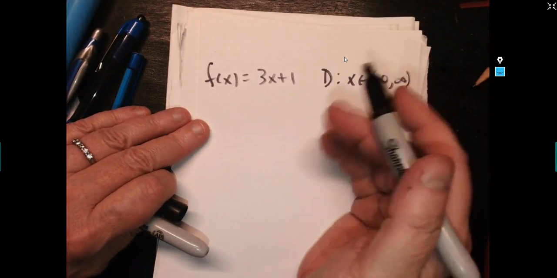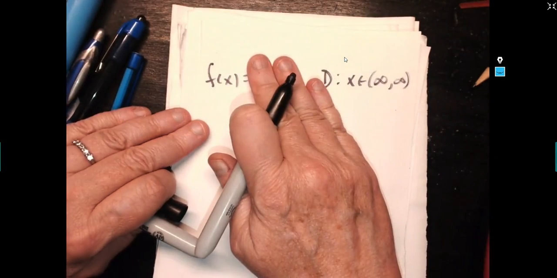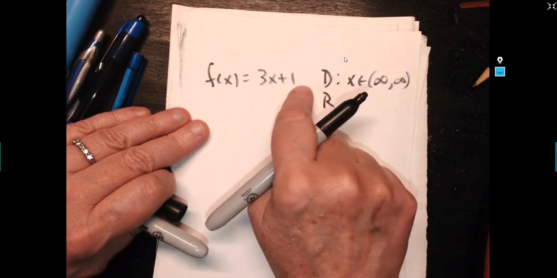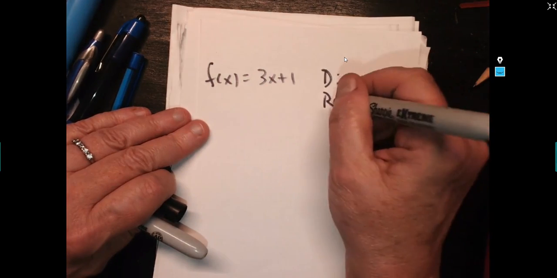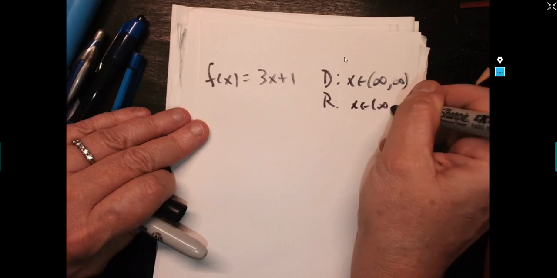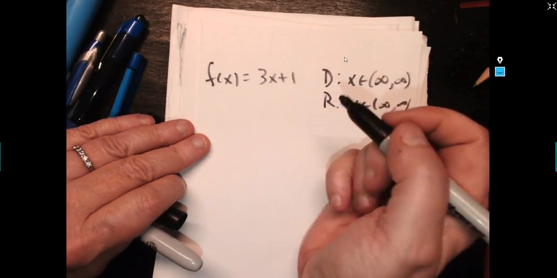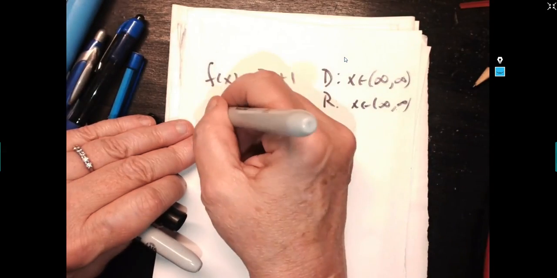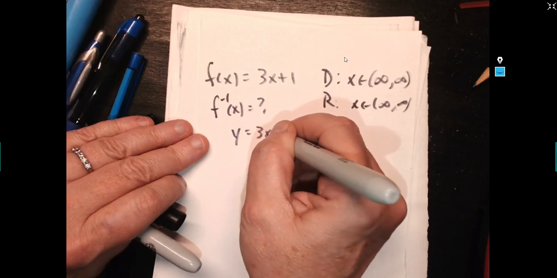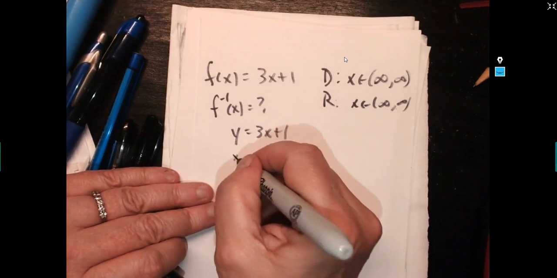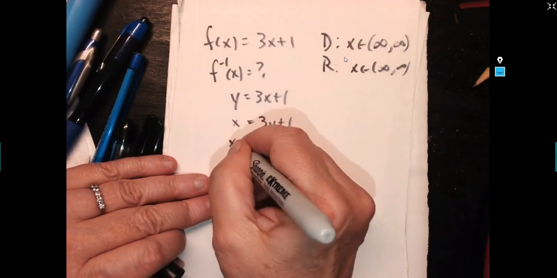Now, what about the range? Well, it also looks like it's not restricted, because the range is what f of x can be. And f of x can be anything. It can be any number from negative infinity up to infinity. If you don't see that, you can find f inverse. Swap x and y. Solve for y.